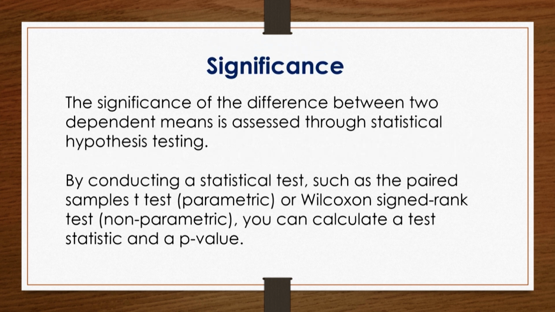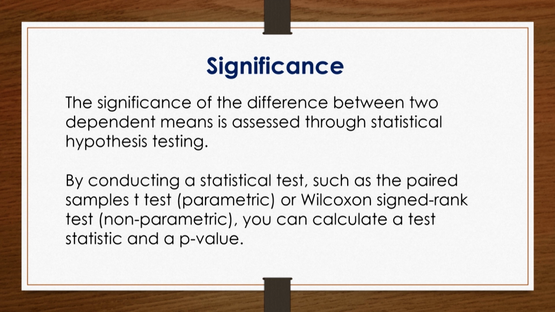Significance. The significance of the difference between the two dependent means is assessed through statistical hypothesis testing. In hypothesis testing, the inference we draw is based on the significance level. By conducting a statistical test such as the paired sample t-test, which can be applied under parametric situations, or in other situations you can apply the Wilcoxon signed rank test, which comes under non-parametric tests.